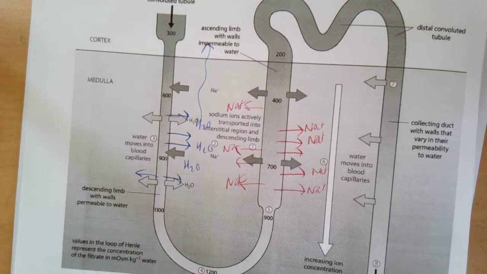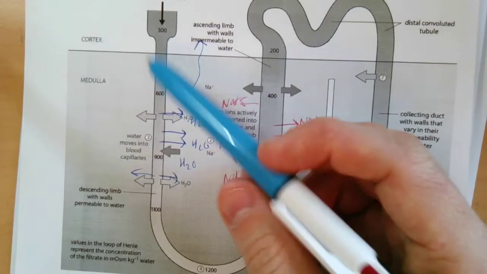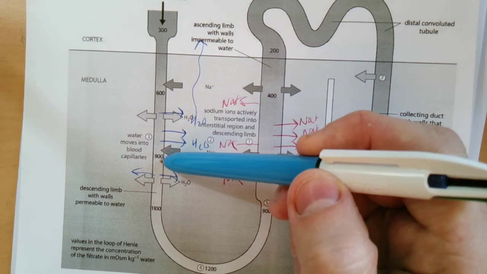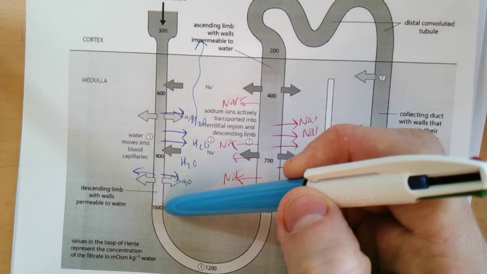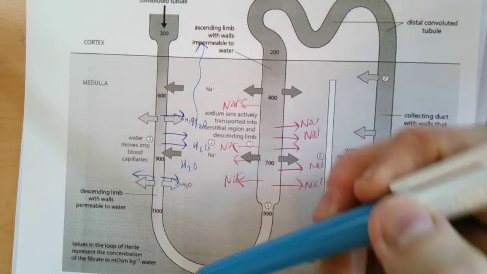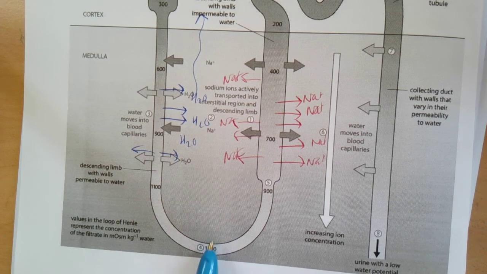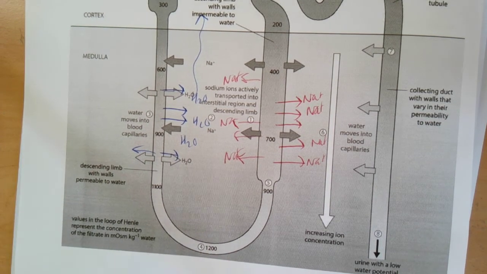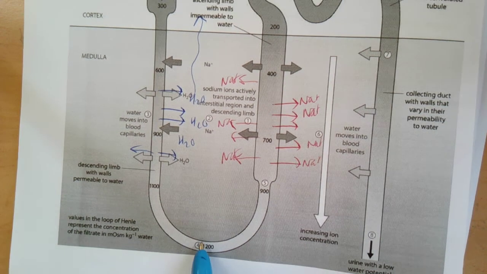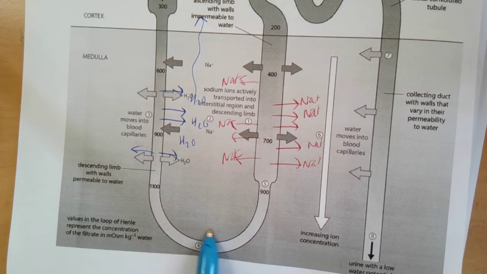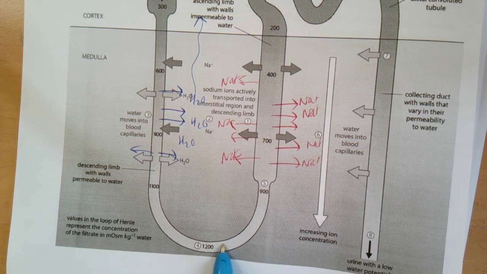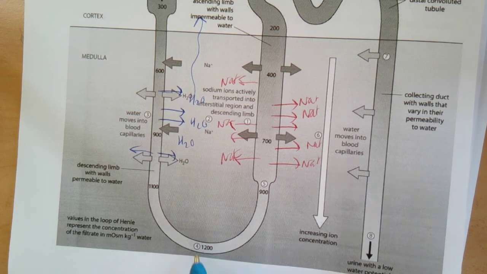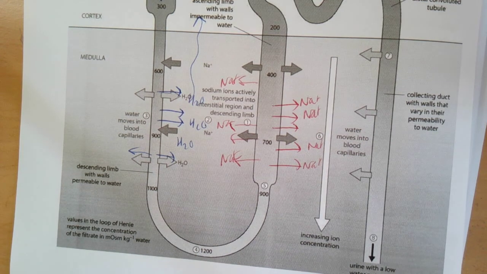Now, as we move down the descending limb, you can see that the water potential, or the concentration of the filtrate, gets more and more concentrated, and it reaches its most concentrated point at the bottom of the descending limb. So this down here is where the filtrate, the water potential of the filtrate, is at its very, very lowest, because there's not much water here, but we've got lots and lots of ions and other molecules inside the filtrate.